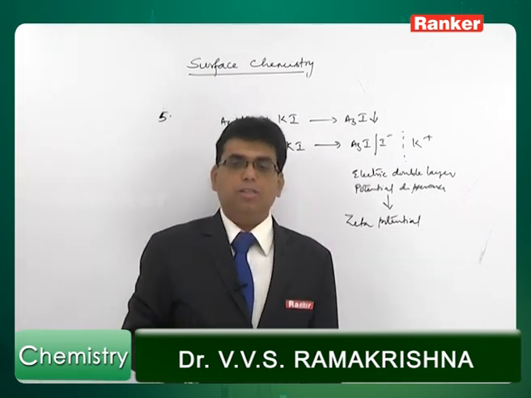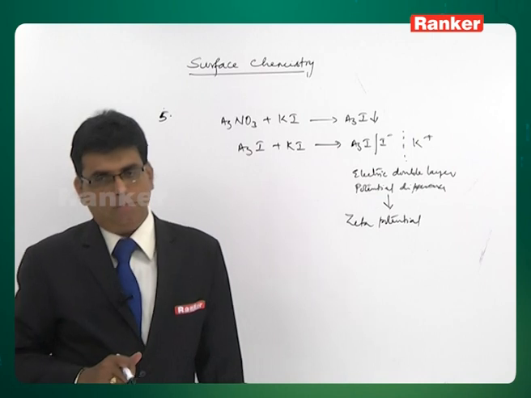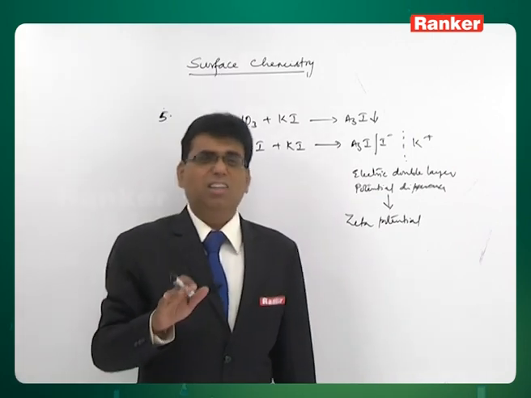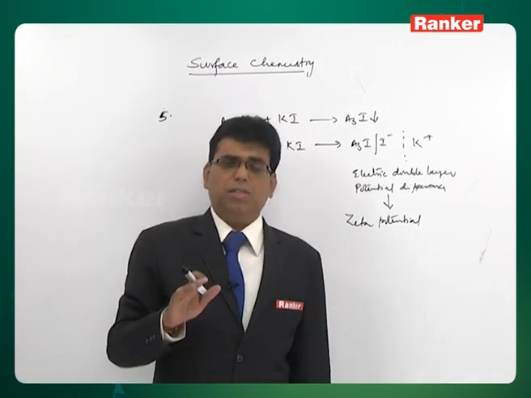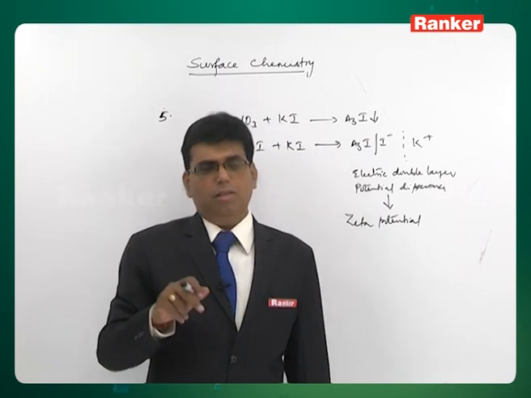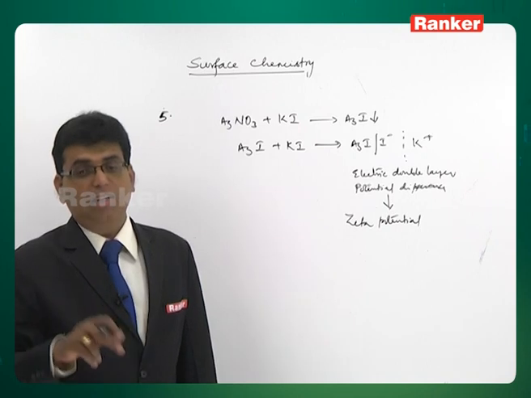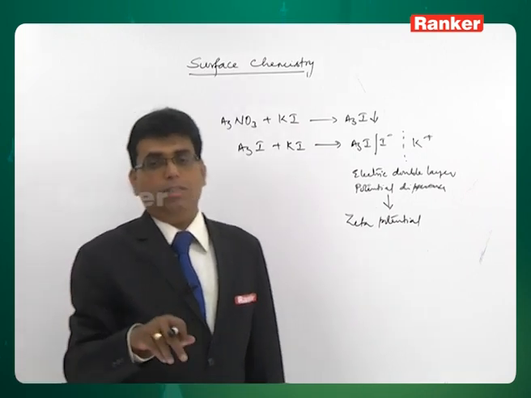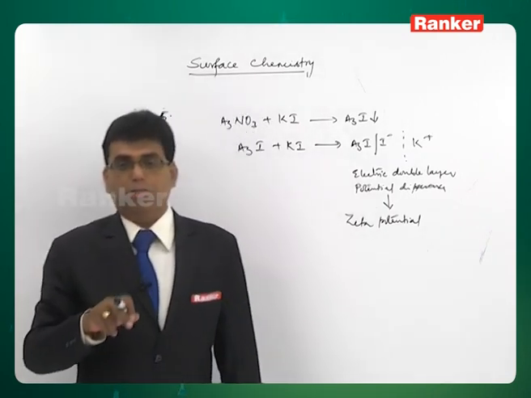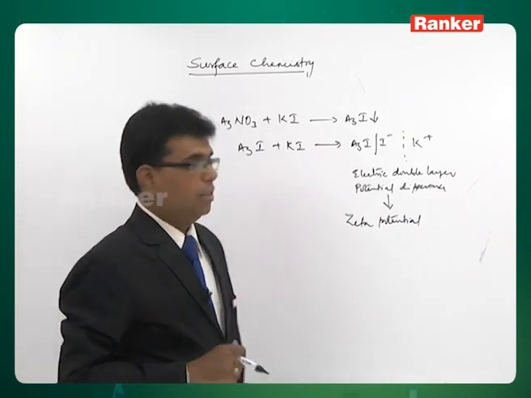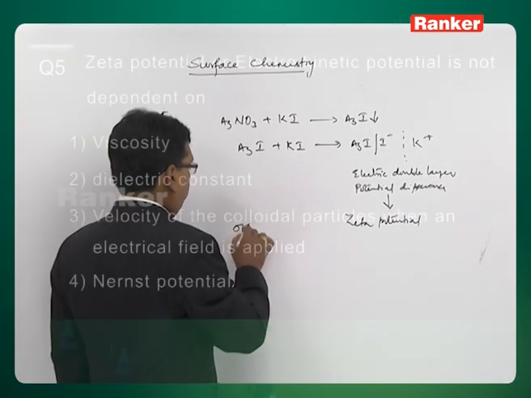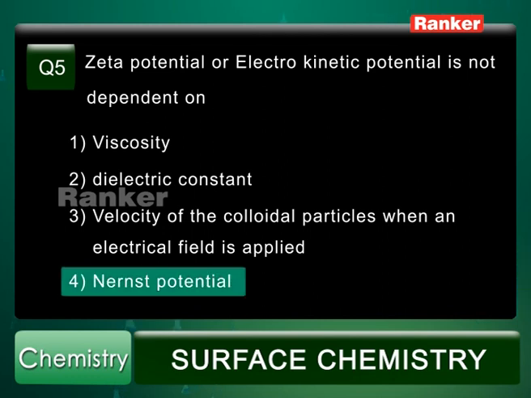And fourth one, Nernst potential. Nernst potential is the redox potential. Nernst potential is not electrokinetic potential. Nernst potential is a potential that arises due to simultaneous redox reactions in a galvanic cell. That is what we call the Nernst equation. So, here first, second, third options will affect the zeta potential, but option 4 will not affect the zeta potential. So, that is the correct answer.